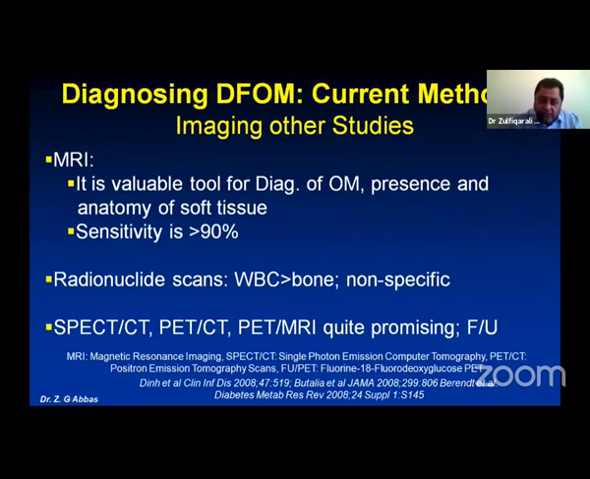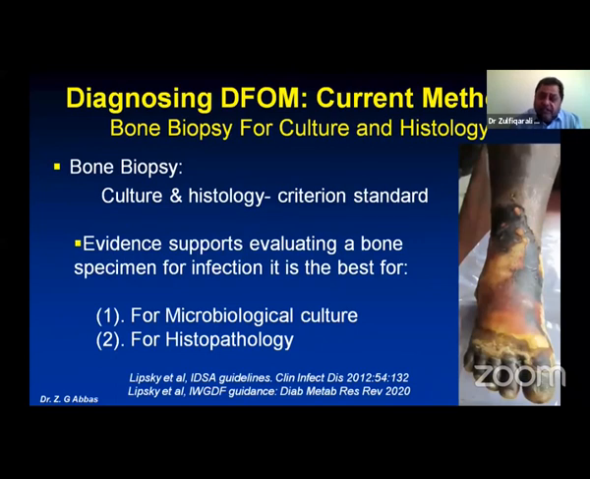MRI is still a valuable tool for diagnosis of osteomyelitis, showing the anatomy of the soft tissue, and sensitivity is more than 90%. And there are many new radionuclide scans, WBC scan, SPECT, PET, and all these are still quite promising and available. Biopsy is still the gold standard and is recommended by the International Working Group.